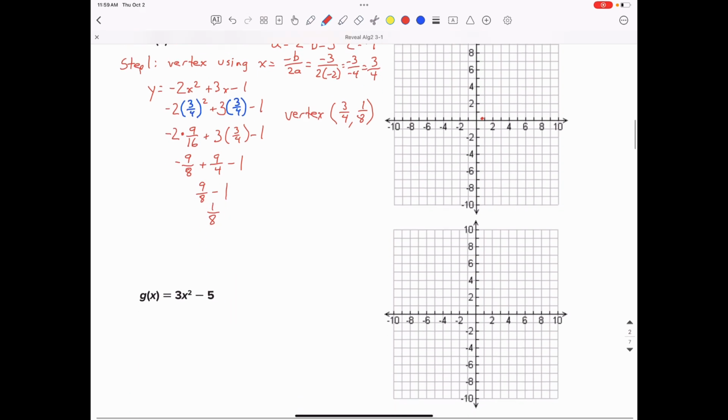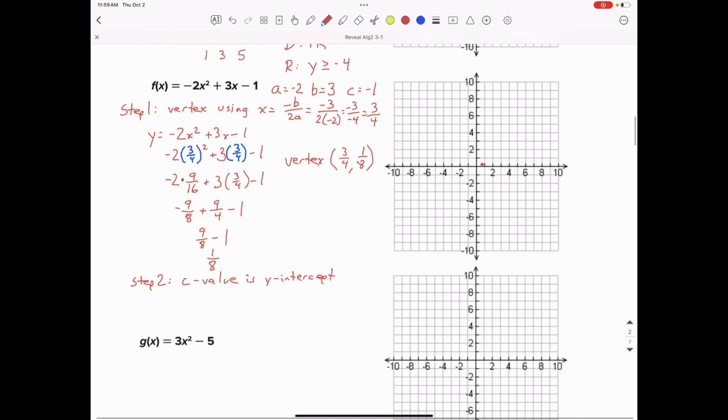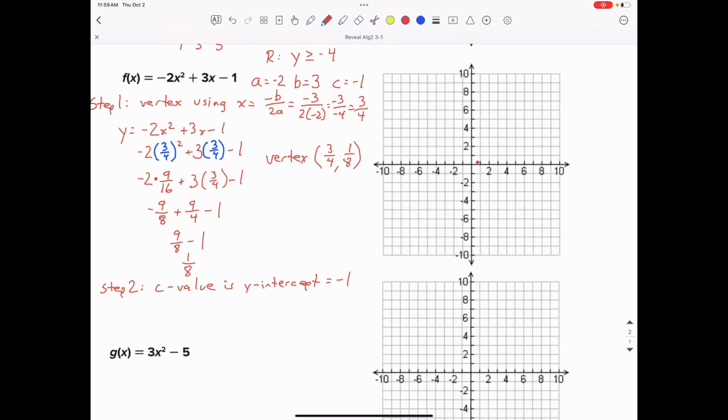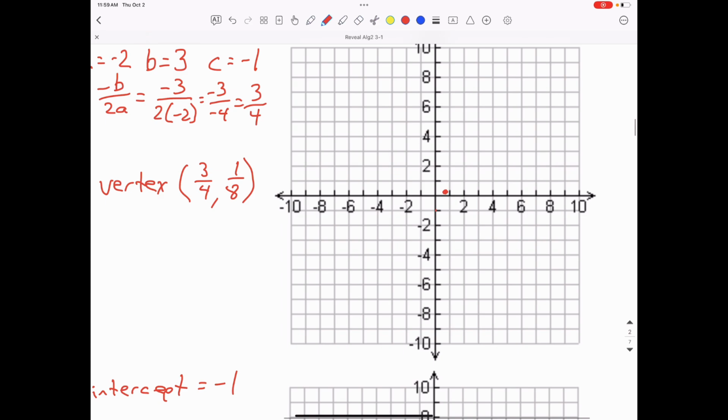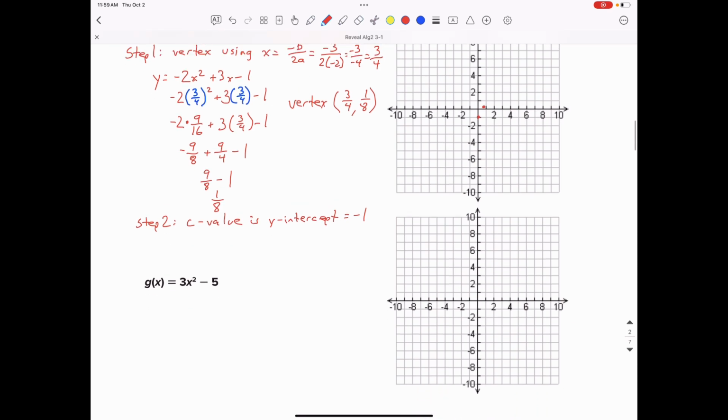Step 2 is the c value, is the y-intercept. And in this case, the y-intercept is going to be the c value of negative 1. So I will place a point on the y-axis at negative 1. And then step 3 is apply the 1-3-5 rule.